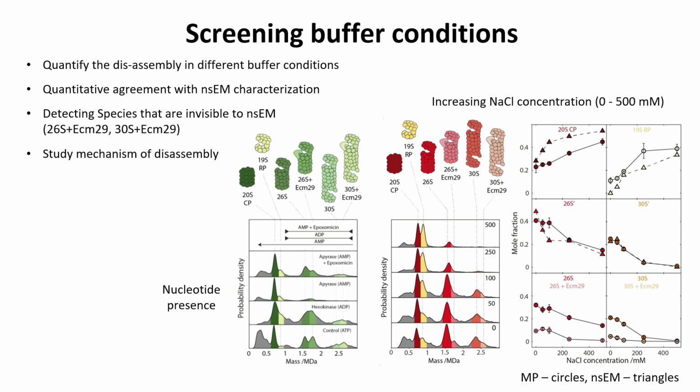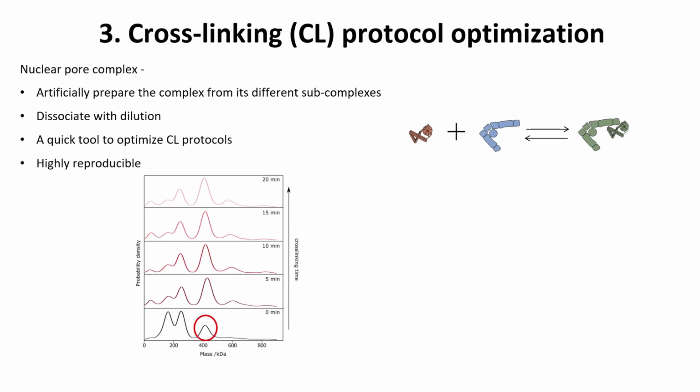However, when we added Apyrase, which changes the ATP to AMP, you could really see that both the 26S and the 30S disassemble completely. The nice thing is that when we added the inhibitor epoxomicin, we could see that the disassembly was at least partially prevented. Here it's on the top mass histogram. So again, a really simple tool to screen for different buffer conditions.